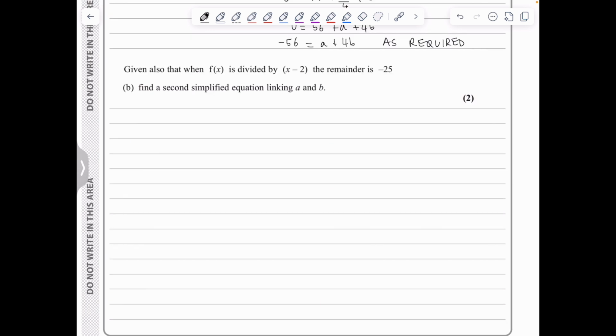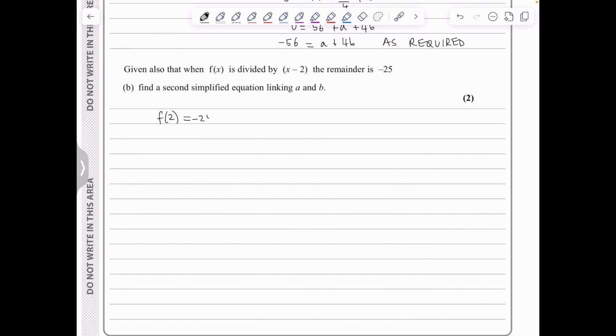In part B, we are told additionally that when f of x is divided by x minus 2, the remainder is negative 25, and we need to find the second simplified equation linking a and b. So using the remainder theorem, we know that when we divide by x minus 2, the remainder is given by f of 2.